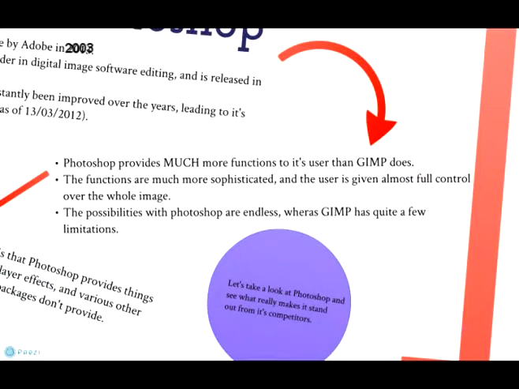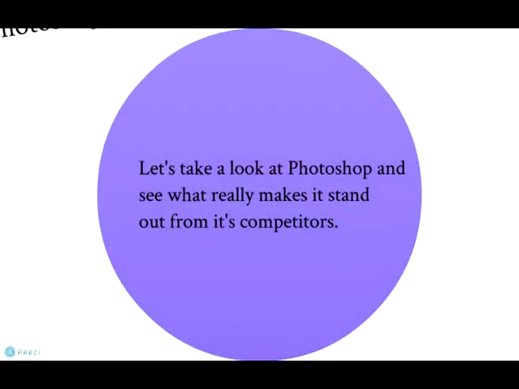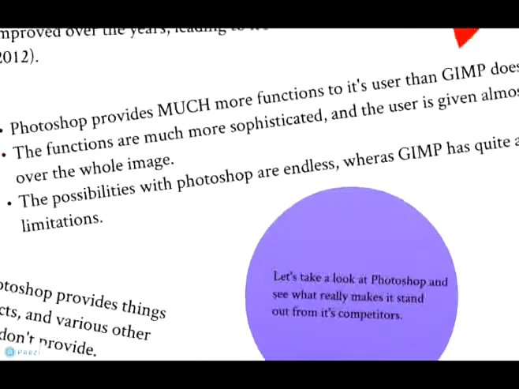Photoshop provides much more functions to its user than GIMP does. The functions are much more sophisticated, and the user is given almost full control over the whole image. The possibilities with Photoshop are endless, whereas GIMP has quite a few limitations. The reason for this is that Photoshop provides things like filters, advanced layer effects, and various other features which other packages don't provide. Let's take a look at Photoshop and see what really makes it stand out from its competitors.